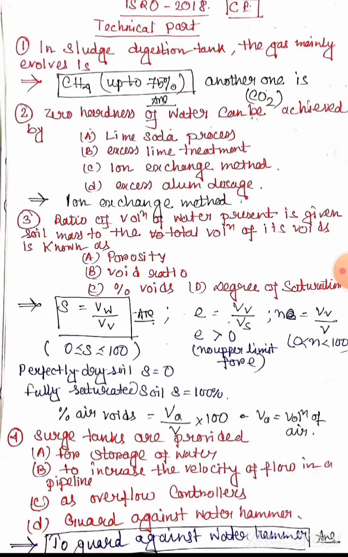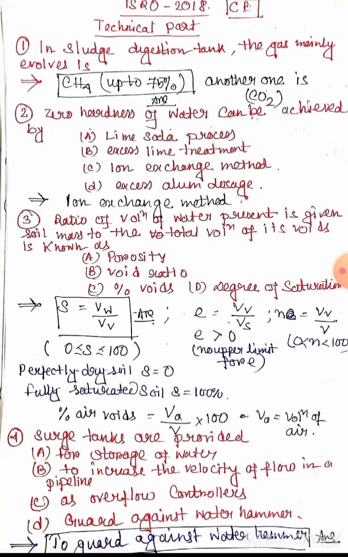Next question. Zero hardness of water can be achieved by lime soda process, excess lime treatment, ion exchange method, or excess alum dosage. The correct answer for this question is ion exchange method. Before that, we need to know what hardness of water is. Hardness of water can be categorized into two parts: number one is temporary hardness and number two is permanent hardness. Temporary hardness occurs due to carbonate and bicarbonate ions of calcium and magnesium salts, and permanent hardness occurs due to sulfate ions of calcium and magnesium salts.